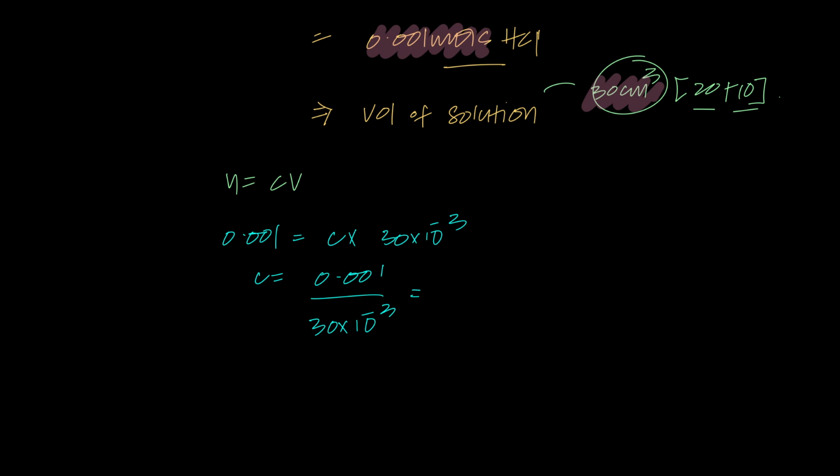So we get 0.0333 molar. Good. So now that you have the concentration of hydrogen ions, I want you guys to do something else now. You have the concentration of hydrogen ions. Can you guys calculate the pH right now?